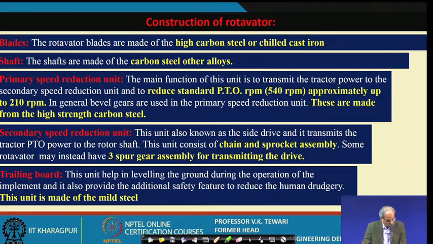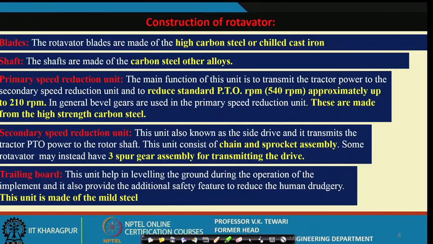Shaft, the material of the shaft. Normal carbon steel materials or its alloys are used for the shaft of this rotavator. Now, after these, we have reduction units. I discussed in the previous slide itself the primary speed reduction unit. See, what happens is, we know that the PTO is operating at approximately 540 rpm, and the rotor is not operating at 540.